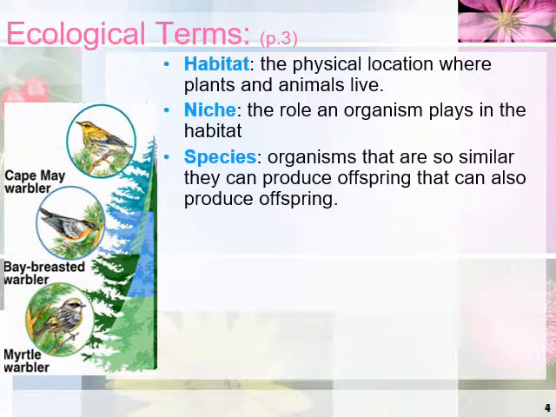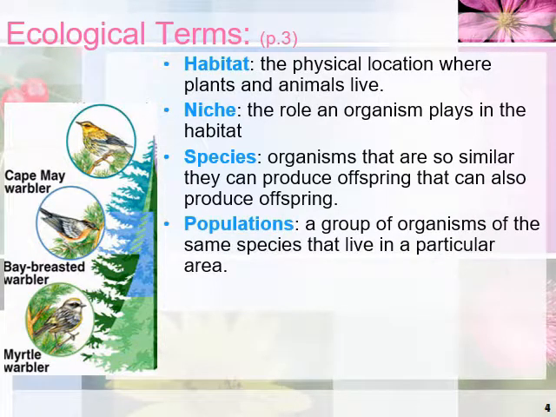A species is a group of organisms that are the same type, and they are able to reproduce with each other, and they can produce offspring that can also reproduce by themselves. So that would be a species. Whereas a population is a group of individuals that are of the same species and they're living in a particular area.